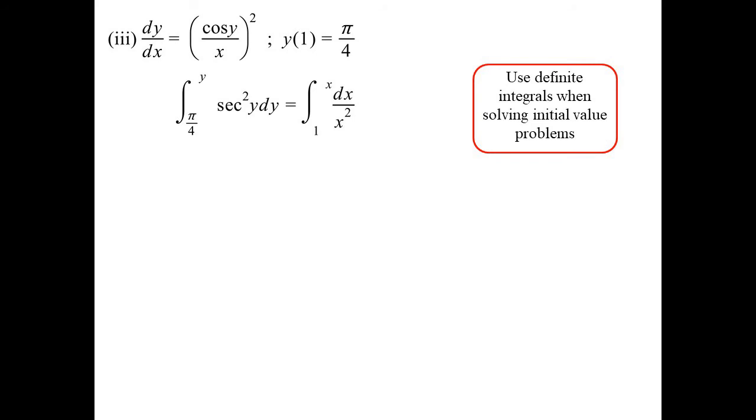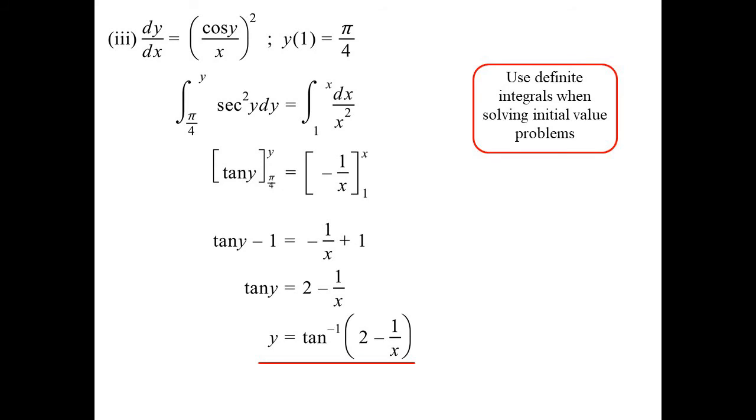Then we match the limits up. When x is 1, y is pi on 4. That's what they're telling me. And up the top there, because we're trying to find a relationship between x and y. So integrate the sec squared, we get tan. Integrate the 1 on x squared, we get minus 1 on x. Substitute into both sides, and again I've made y the subject for this one.